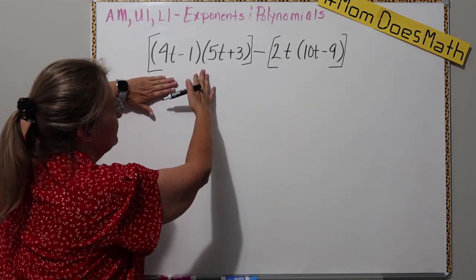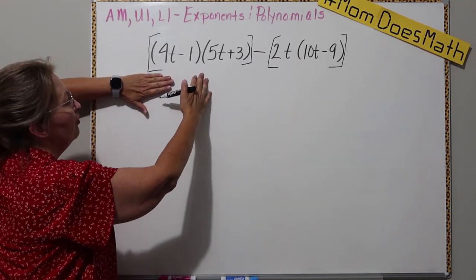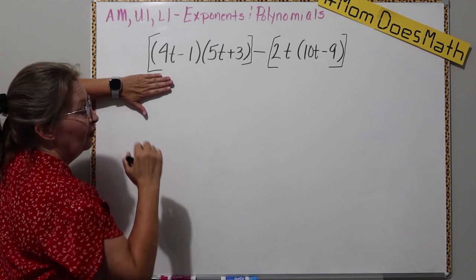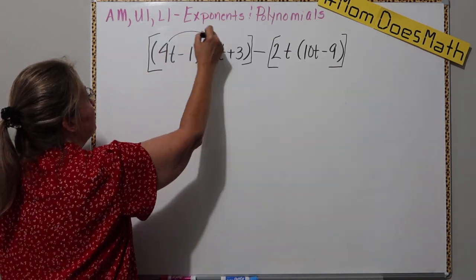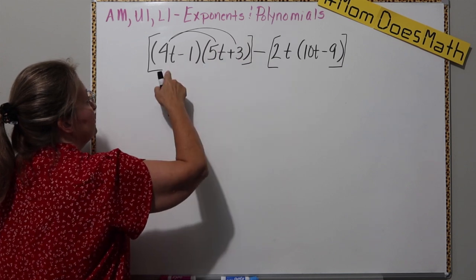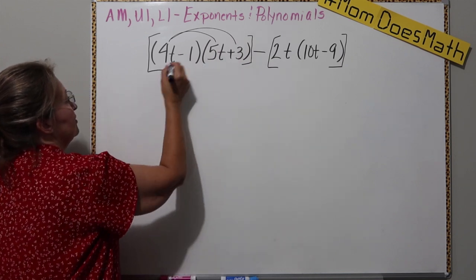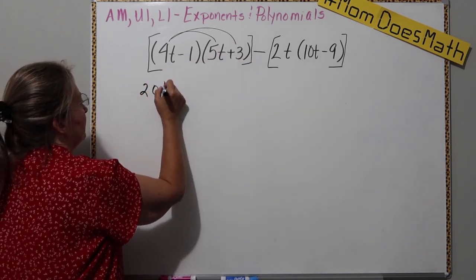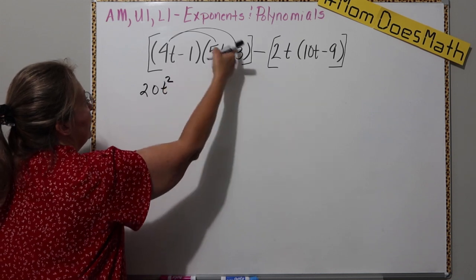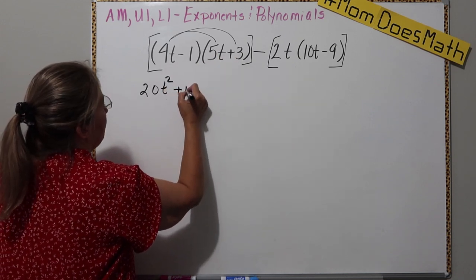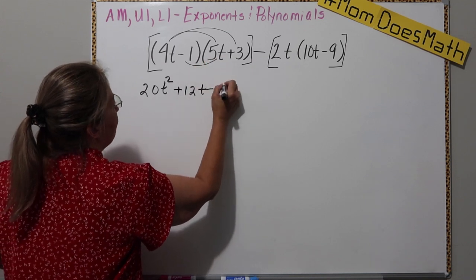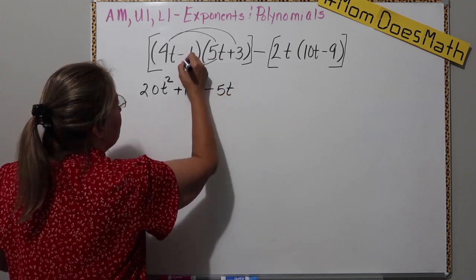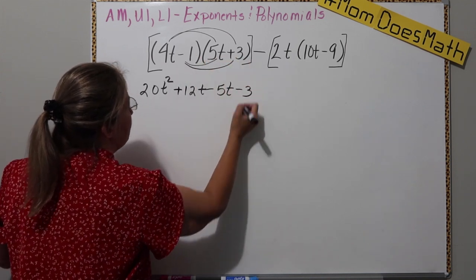Let's look first at this set of brackets. When you multiply binomial times a binomial, that's your famous FOIL method if you want to look at it that way. But we're just going to be sure that we multiply this 4t times both of these. So that's going to be 20t squared and 12t. Alright, a minus 1 times 5t gives you minus 5t, and a minus 1 times 3 gives you minus 3.